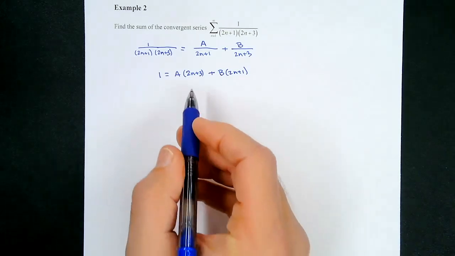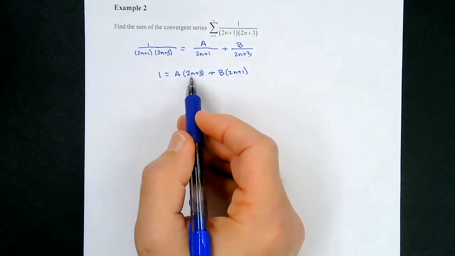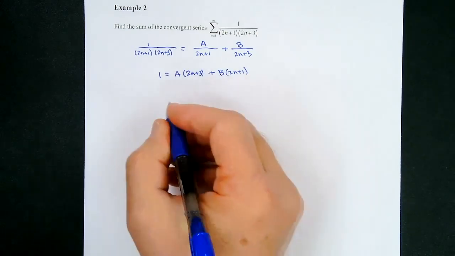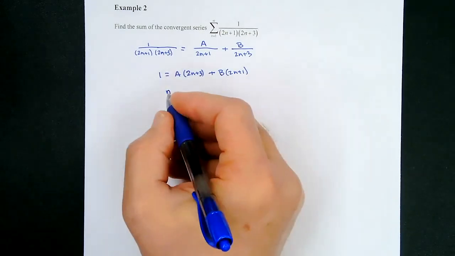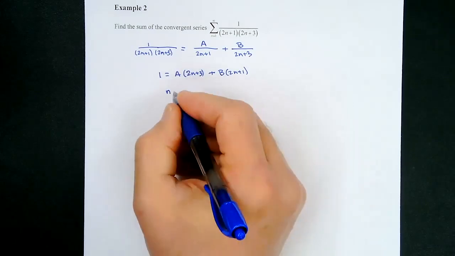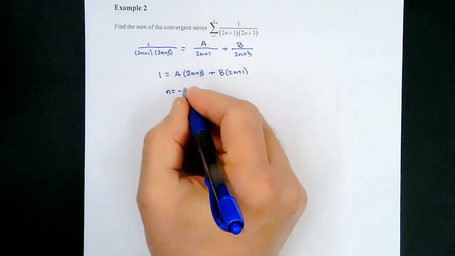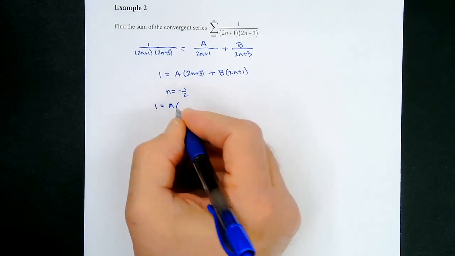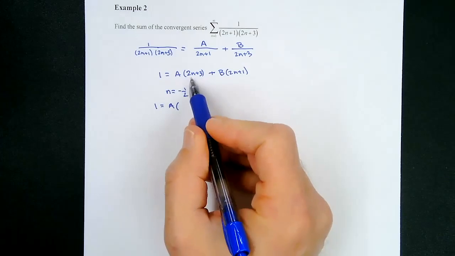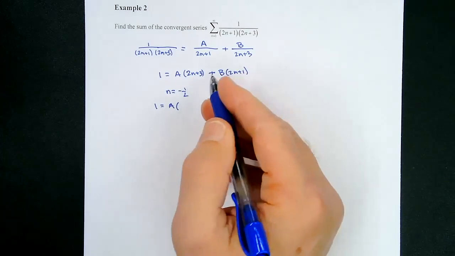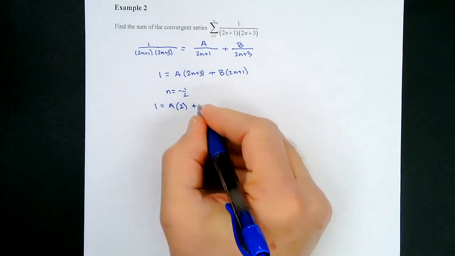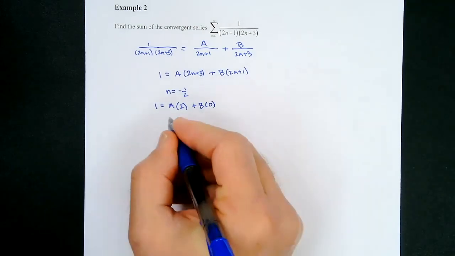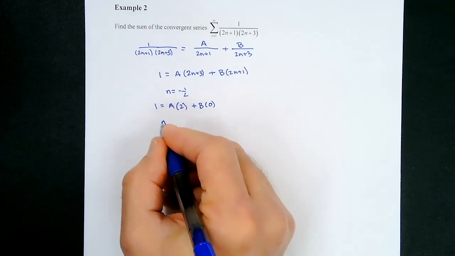Okay, so we're going to let n be -1/2, because that's going to cause this to be 0. And that will give us our b value, or I'm sorry, it'll give us our a value. n is equal to -1/2. That means 1 is equal to a times, and then -1/2 times 2 would be -1 plus 3, so that'd be 2, and then plus b times -1 plus 1, so that's going to be 0. So that tells us that a is going to be 1/2.